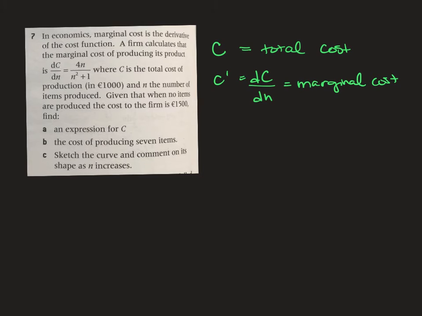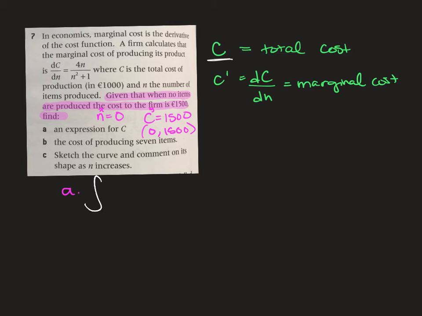where c is the total cost, and n is the number of items produced, given that when no items are produced. So this bit right here is how we're going to end up getting c. So this is basically giving us a point of n equals 0, so n is 0, the cost is 1,500, and so this is like our x, and this is like our y, so we get the point (0, 1500). That's going to help us get our plus little c, which is not, annoyingly, here. So first of all, let's get an expression for c. So part A is asking, basically, find the function.